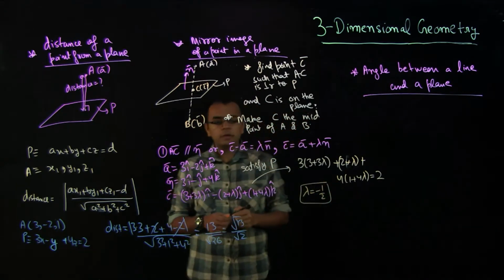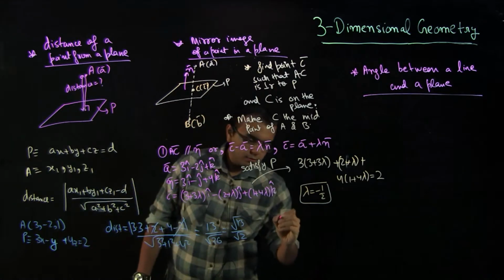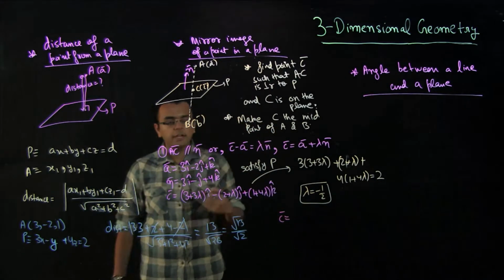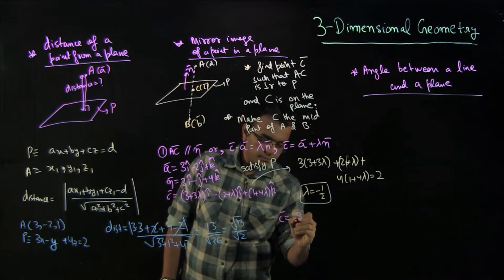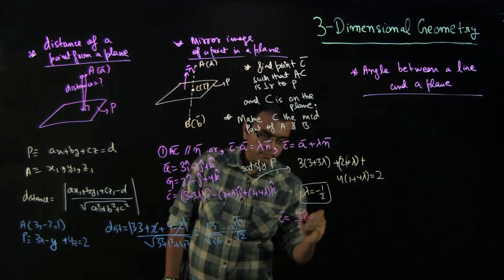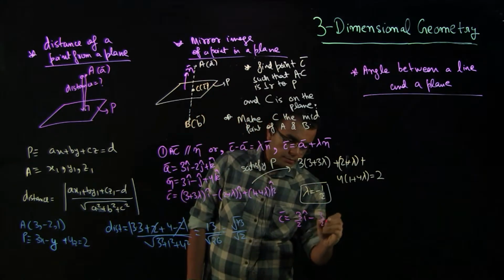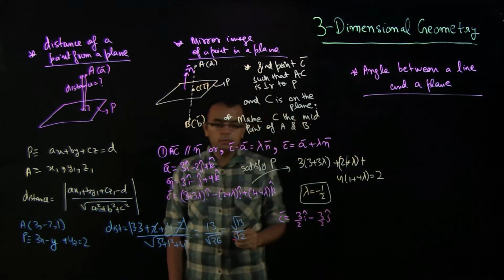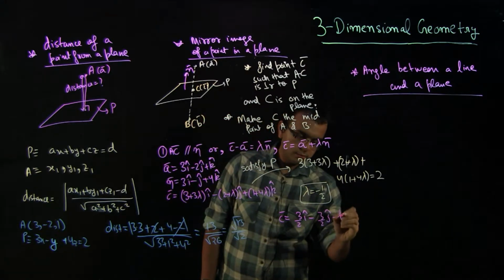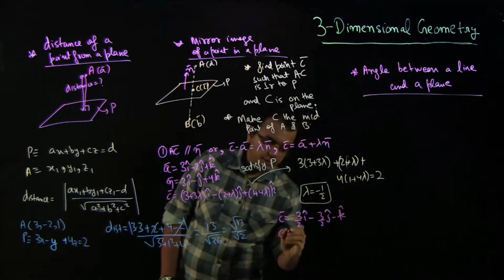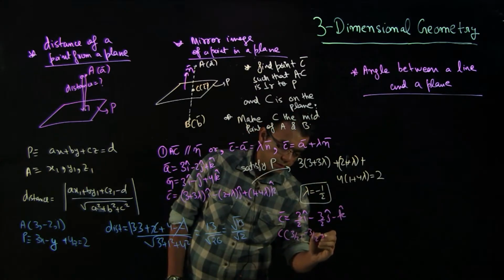Okay. So you have the C point. So the C vector. So the hard work has been done, basically finding the C vector. C vector here is 3 by 2 i cap minus 3 by 2 j cap minus k cap, or C point is 3 by 2 comma minus 3 by 2 comma minus 1.